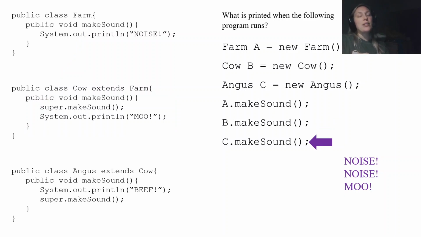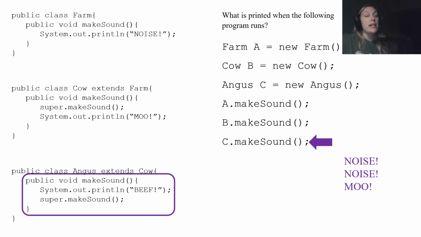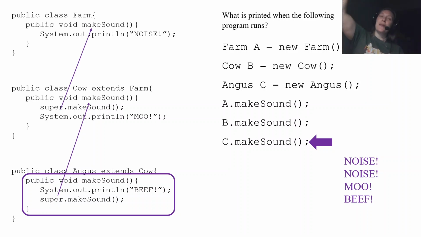And then C.makeSound. C is Angus, so I go to my Angus class and run the makeSound method in Angus. I'm going to print beef, because that happens first. And then I have a call to my super's makeSound. When you call your super's method, it goes to the one right above it in the hierarchy and looks for makeSound there first. So it goes one above into Cow and looks for the makeSound method there. If it doesn't find it in Cow, then it would go back to Farm. But it finds it in Cow. What happens in there? I have a super call, so I chain up to Farm's makeSound, which is noise. Noise gets printed first, and that ends that. Then moo gets printed again, and that ends this. So the last two lines printed are noise and moo.